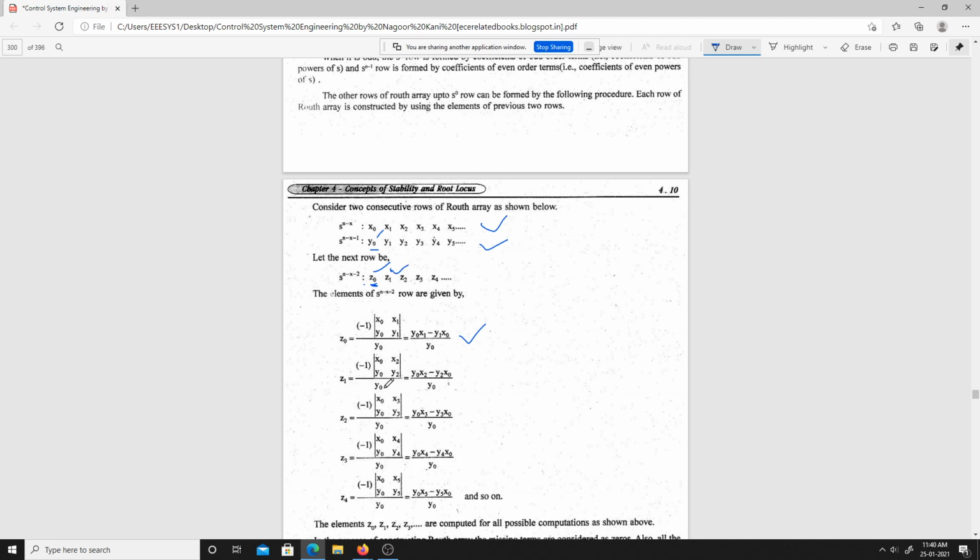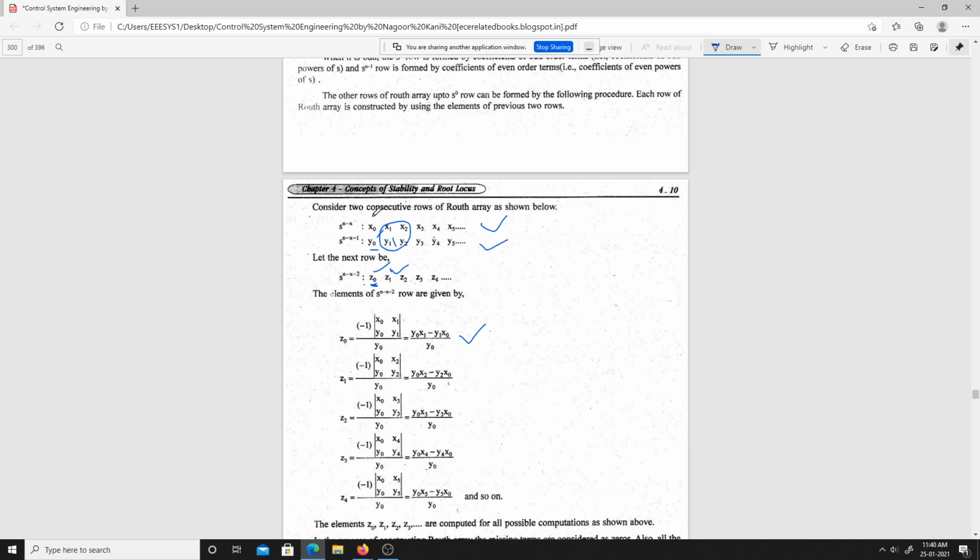For finding z1, this column we are not considering. Again, this first one and this one: y0 into x2 minus y2 into x0, by y0. Is it clear? This y0 will be common for all. Similarly, for calculating z2, these two columns I'm not considering.